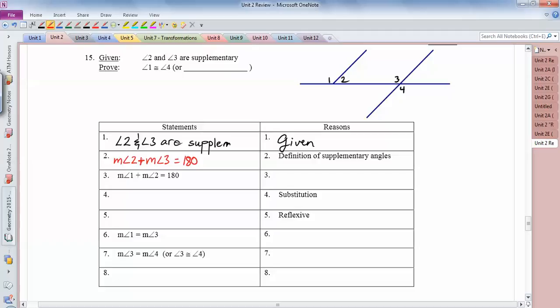The next line says M1 plus M2 equals 180. If you look at the picture, here's M1, here's M2. They're right next to each other. So anytime you add two angles next to each other to get the big angle, that is called the angle addition postulate. So let's go ahead and put angle addition postulate.